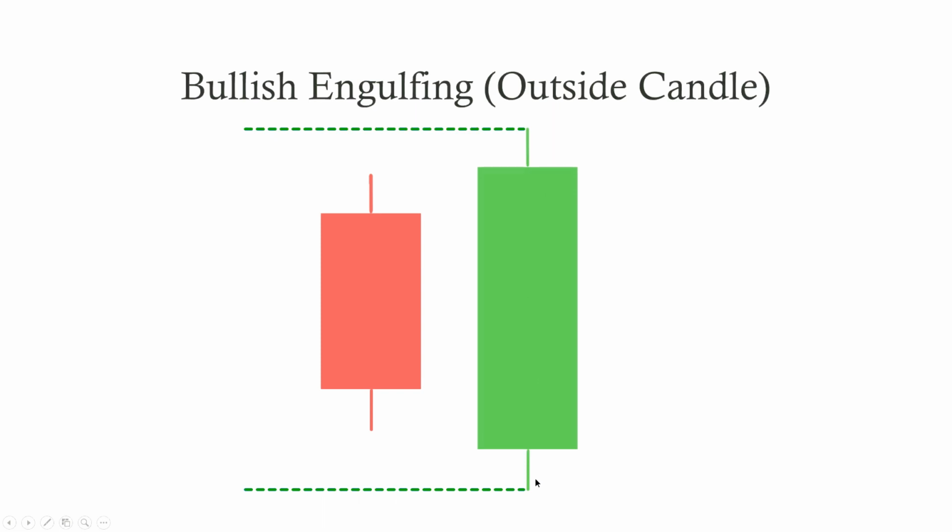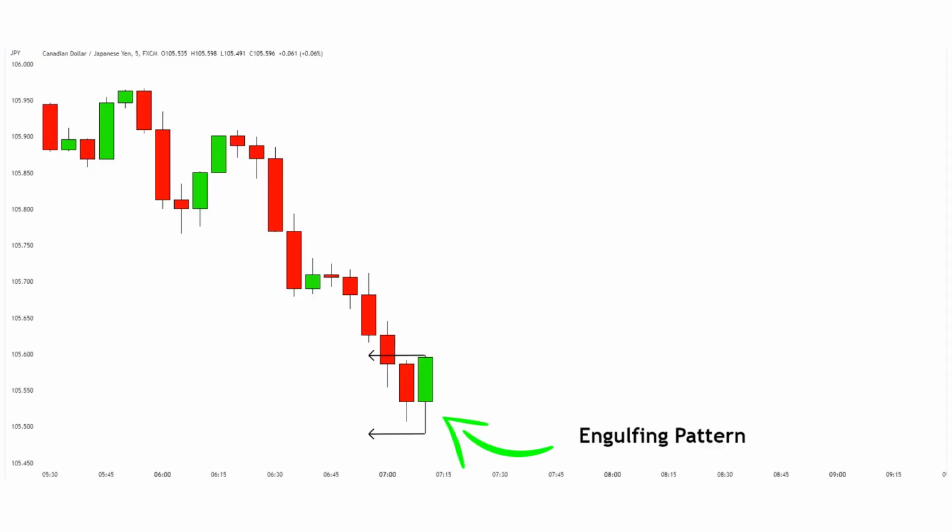In this image, you can see the 5-minute time frame of the Canadian dollar versus the Japanese yen. Notice that the current candle has a range that completely engulfs the range of the previous candle. And also, the current candle is bullish, implying that there will be a reversal to the upside immediately after the engulfing pattern or the outside candle. We can see that the market started to go up.